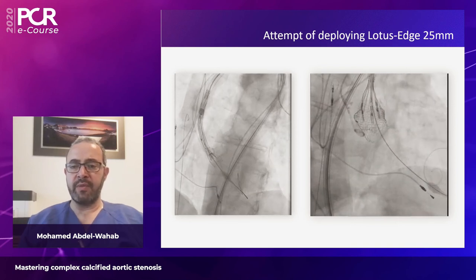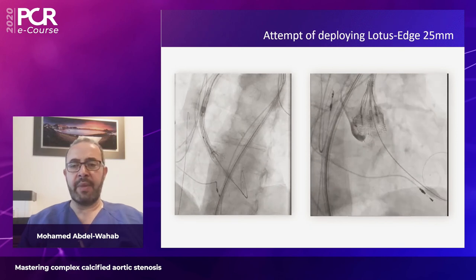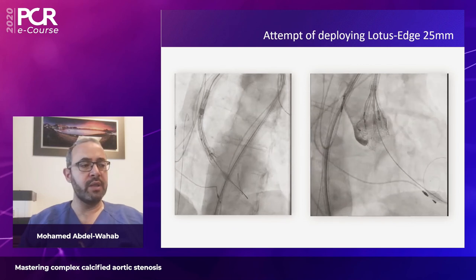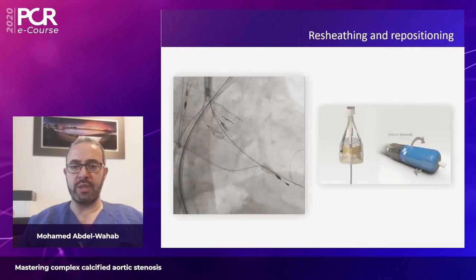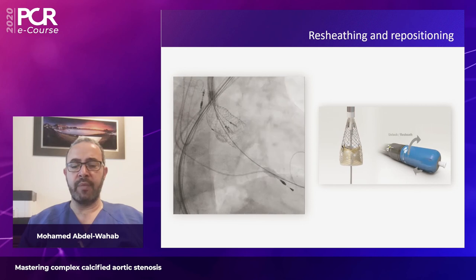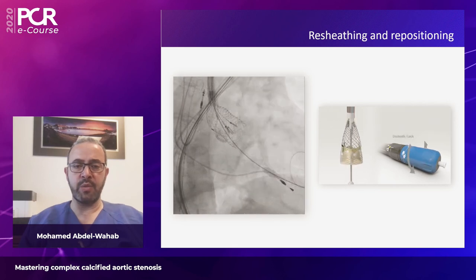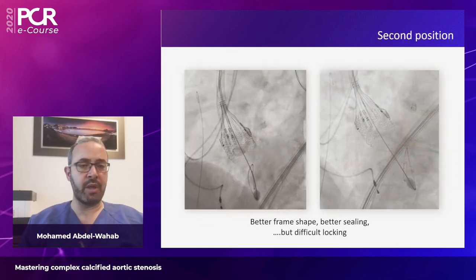You can also see that this valve, at least in this shape and position, was not sealing quite nicely. And this is again the advantage of this device: you can control it. So we decided to resheath and reposition. This is what you see here on this image and on the cartoon on the right hand side, that you can easily resheath and reposition. In this particular case, we went only a few millimeters deeper in order to get away from the calcium. And this allows the device to expand in a more symmetrical way.